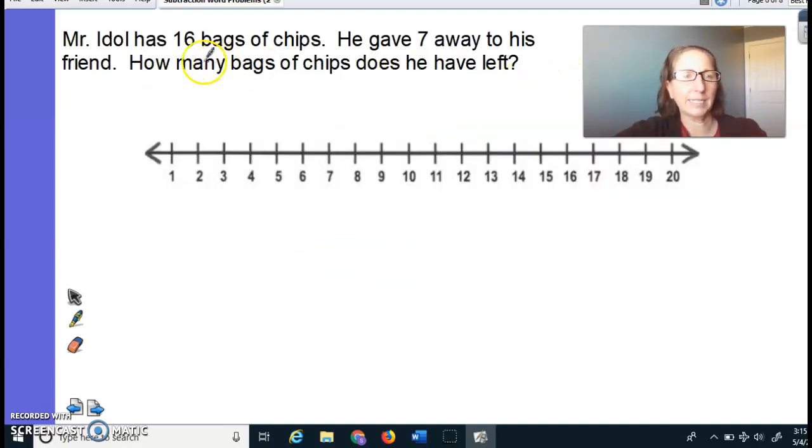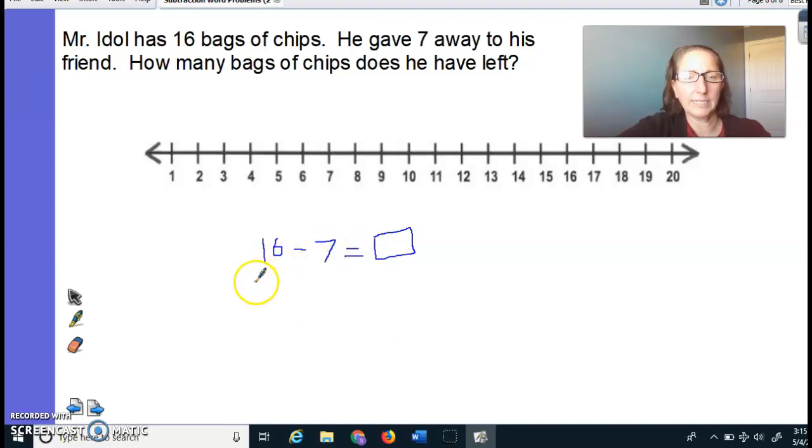The next one says, Mr. Idle has 16 bags of chips. He gave 7 away to his friend. How many bags of chips does he have left? So let's start. We have the number 16. We know Mr. Idle had 16 bags of chips. He was so kind, he gave 7 away. And now we're trying to figure out how many bags does he have left.